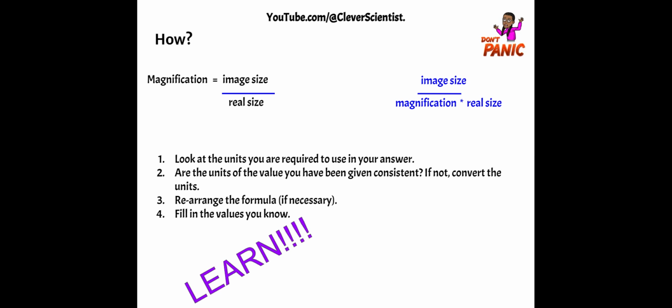So you can see the magnification formula. So magnification equals image size divided by real image size. And on the right hand side of the slide, we've got a formula triangle. So image size is divided by magnification multiplied by the real size. So learn these formulas.